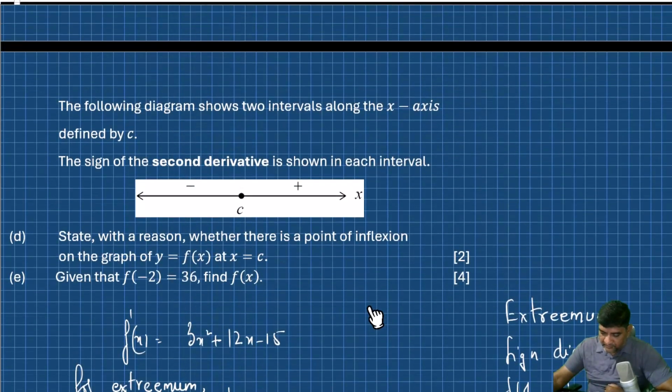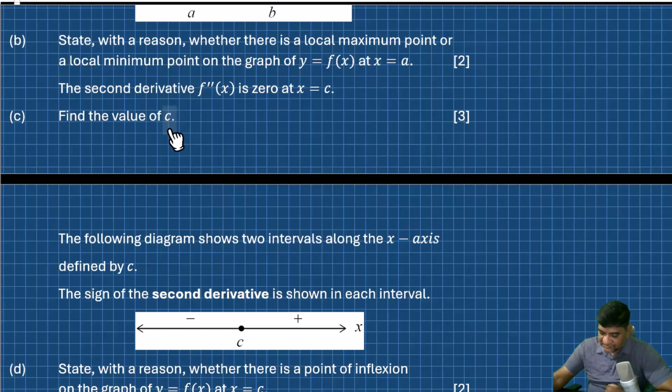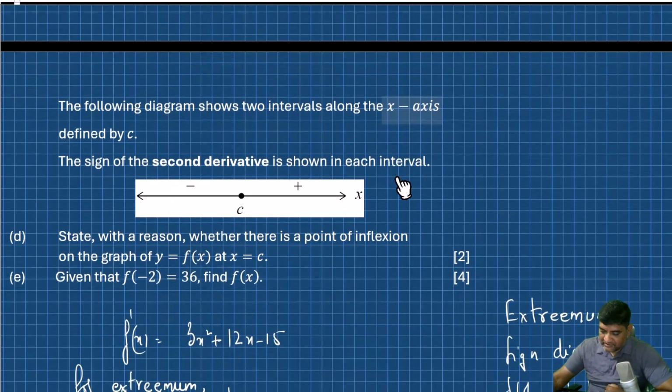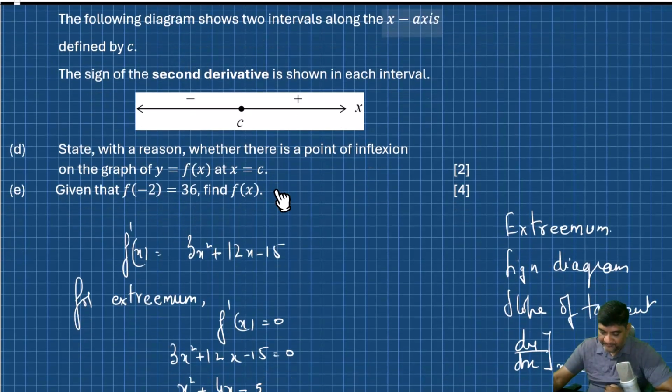So when I go back here, I found the value for c, which is -2. The following diagram shows two intervals. You can see that he is given negative and positive. So what does that mean? The concave downwards is changing to concave upwards, and that's your c. State with reason whether there is a point of inflection on the graph at c. Yes, there is a point of inflection at the point c, which is happening at x equal to -2. What you need to write is the double differentiation is negative and then positive here. That's all you need to write.